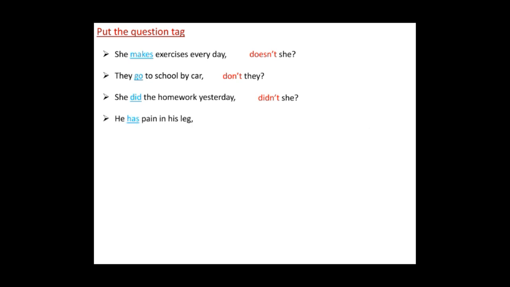He has pain in his leg. Has here is a main verb again. So don't or doesn't or didn't. What matches here? Doesn't. Great. Doesn't he? They had a party yesterday. Didn't they? Because had here is a main verb. We have a lot of homework today. Have here is a main verb, not an auxiliary.